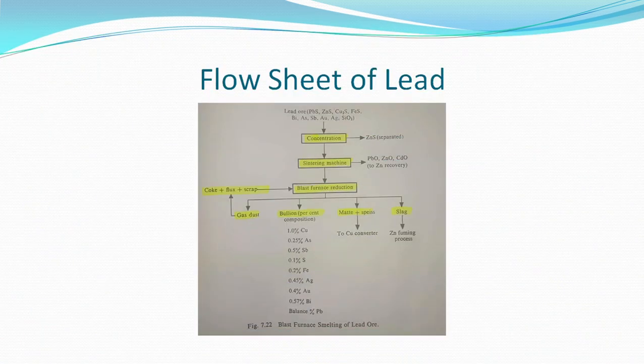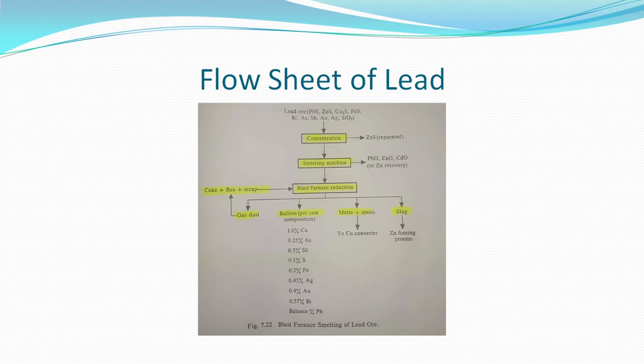Now we will study the flow sheet of lead. From this flow sheet, you will get a rough idea of how lead is being extracted. First, you can see lead ores. You can see PbS, zinc sulfate, copper sulfate, iron sulfate, bismuth, arsenic, silver, silicon oxide. So these are the lead ores, and these are the impurities present in lead ore.